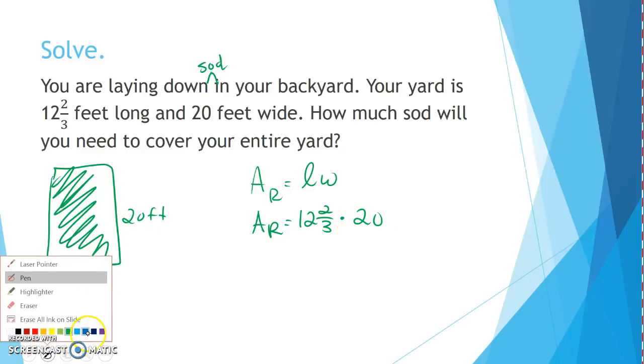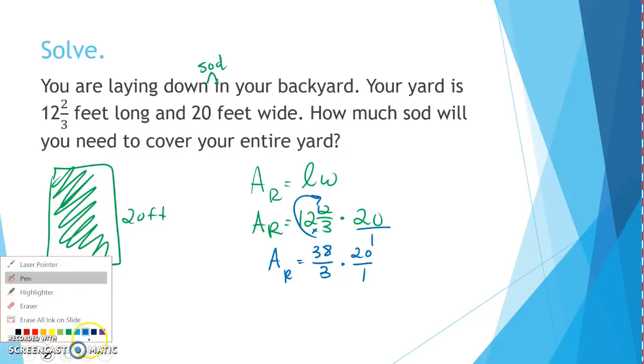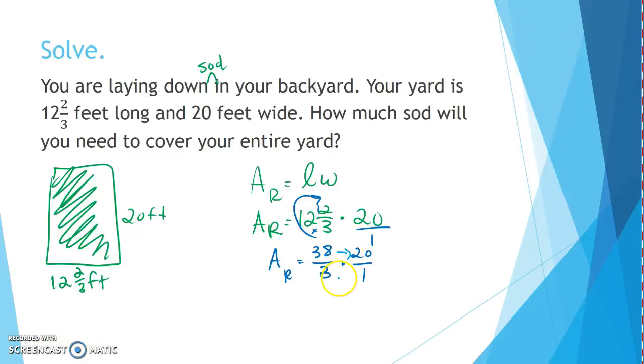And so since I have a mixed number here, I'm going to change that into an improper fraction. So the area of the rectangle is, 3 times 12 is 36, plus 2 is 38 over 3. And then I'm going to make this 20 over 1. So we're multiplying 2 fractions. And again, I don't see any cross canceling that I can do here, so I'm just going to multiply straight across. And the area of the rectangle here is going to be, denominator will be 3. And the numerator will be 760 over 3.